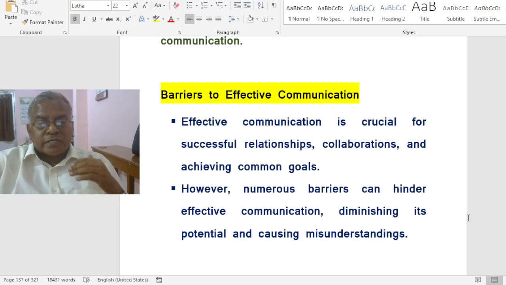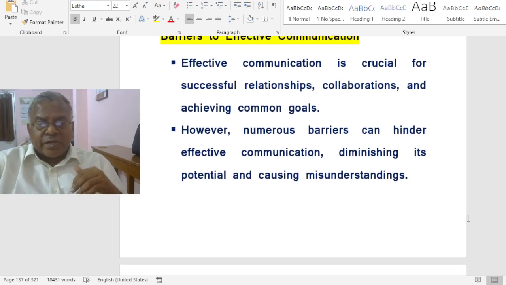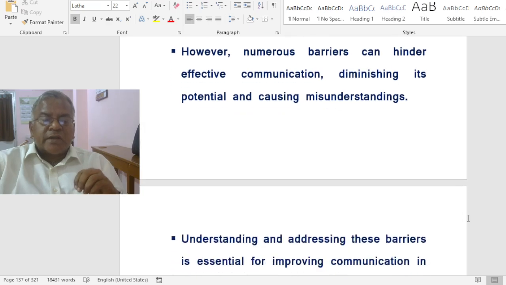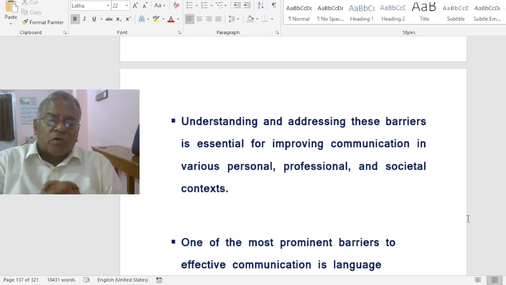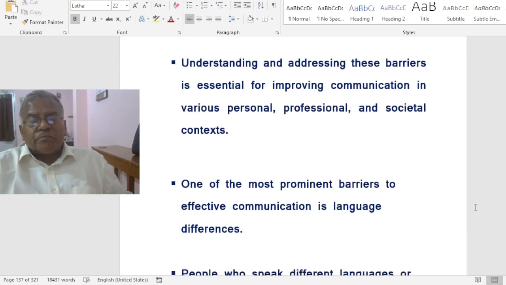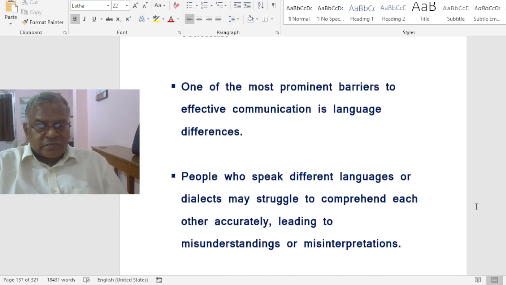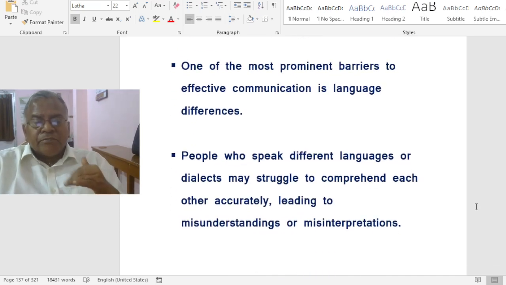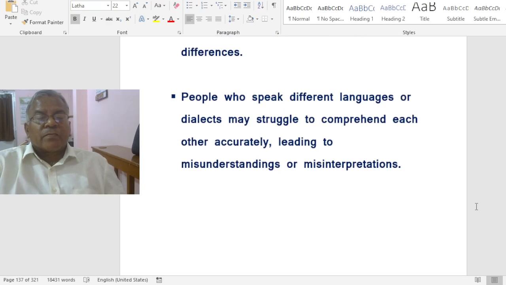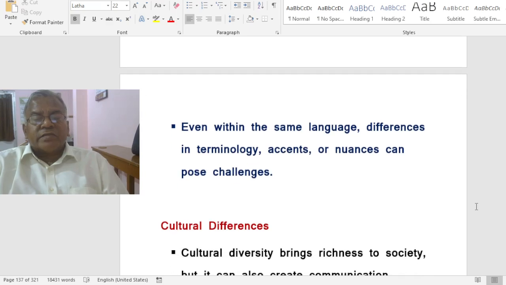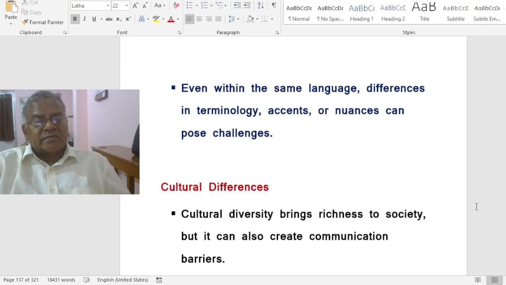Effective communication is crucial for successful relationships, collaborations, and achieving common goals. However, numerous barriers can hinder effective communication, diminishing its potential and causing misunderstandings. Understanding and addressing these barriers is essential for improving communication in various personal, professional, and societal contexts. One of the most prominent barriers is language differences. People who speak different languages or dialects may struggle to comprehend each other accurately, leading to misunderstandings or misinterpretations. Even within the same language, differences in terminology, accents, or nuances can pose challenges.